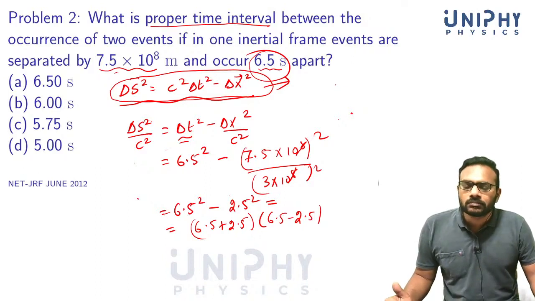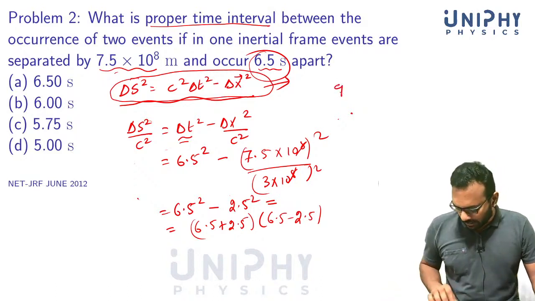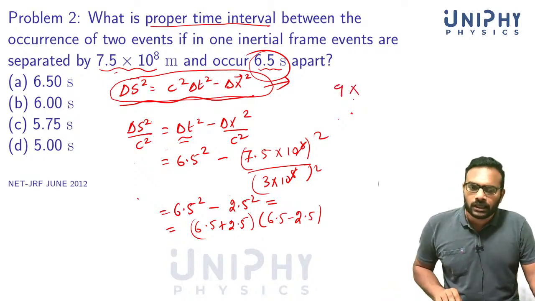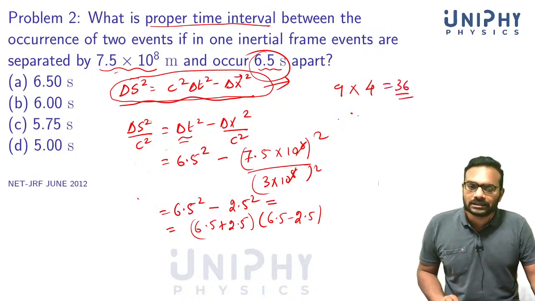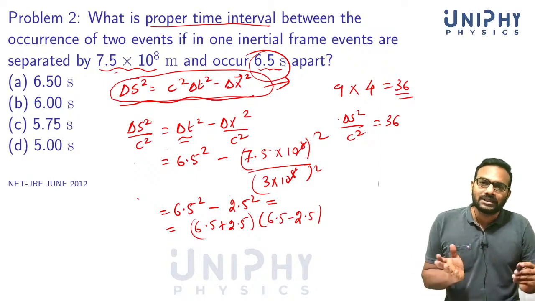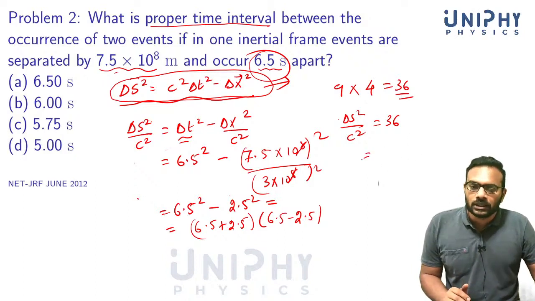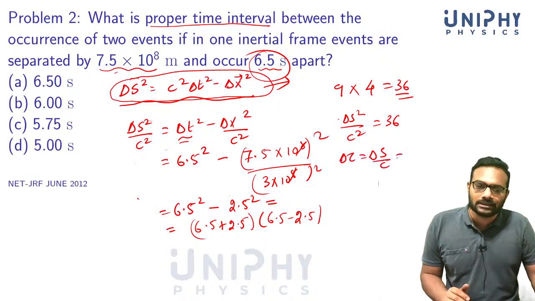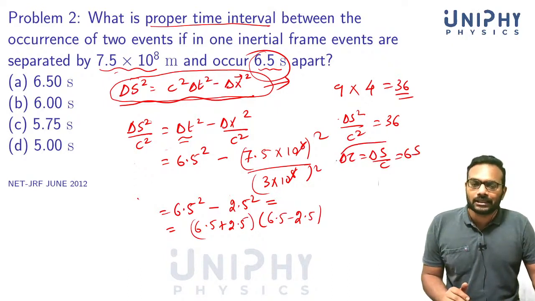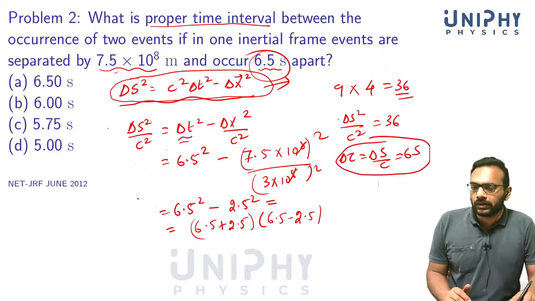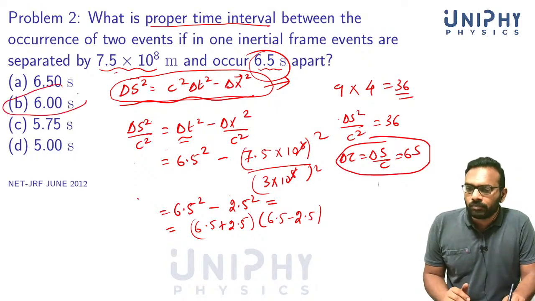It's 9, yes, okay, and 6.5 minus 2.5 is 4. So that is equal to 36. What is 36? This is delta s square by c square, which is 36. We know that the square root of this is the proper time. That is what I just showed. So the square root of this gives delta tau equal to delta s by c, that is equal to 6 seconds. That is the correct answer. So we have got that answer here. It is option B.